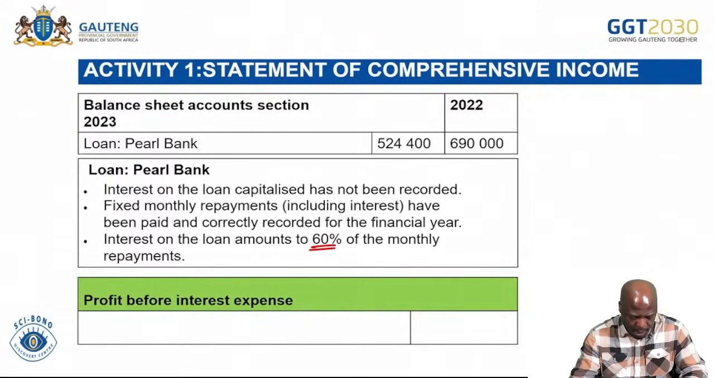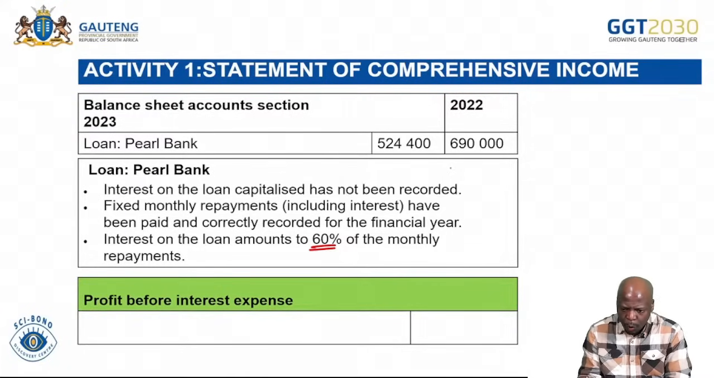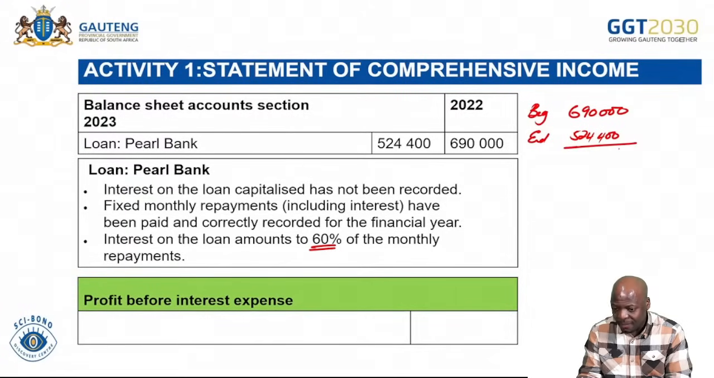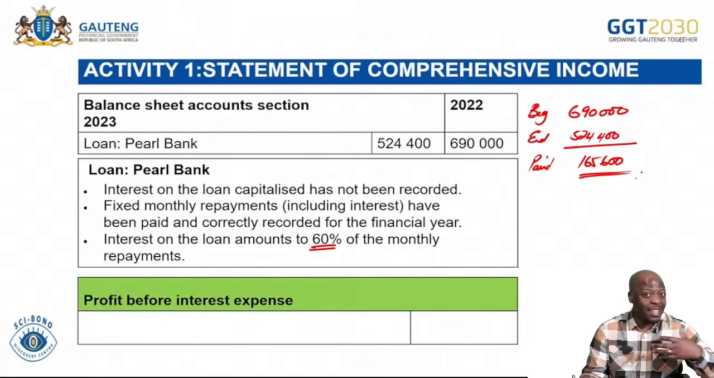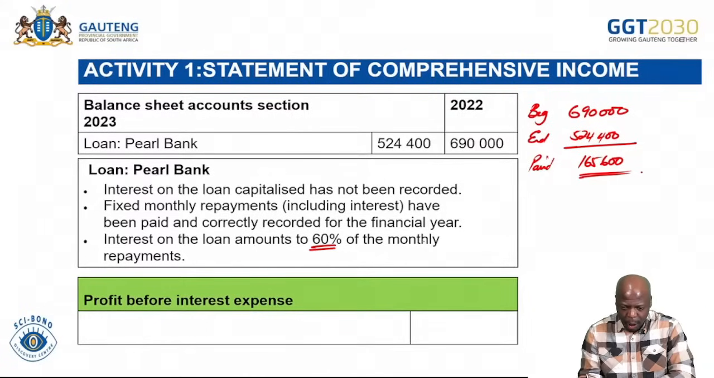Okay, so to get this loan here, we know that our loan was 690. Loan at the beginning was how much? It was 690,000. But loan at the end is now how much? 524.4. Okay, so how much of the loan has been paid? 165.6. This is what has been paid. We see it by the decrease in the loan. The decrease in the loan means repayment of loan. Okay, can I go on?